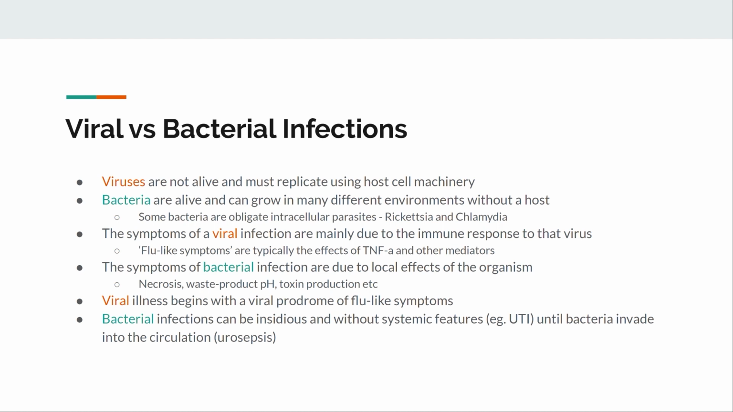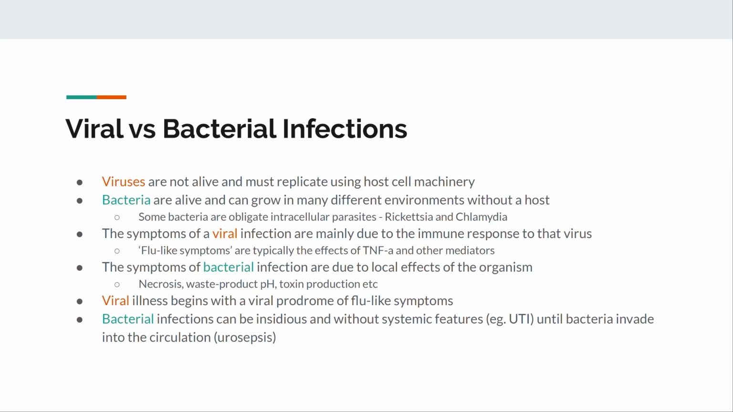Generally, the symptoms of a viral infection are due to the immune response to the virus. So flu-like symptoms, which happen to be the symptoms of every single viral infection, are actually the immune system releasing TNF-alpha and other inflammatory cytokines causing those symptoms. So the reason why hepatitis A and HIV and coronavirus and rhinovirus and influenza all kind of have flu-like symptoms in the beginning is because that's actually your immune system responding to the virus. That's not to do with the specific virus necessarily.